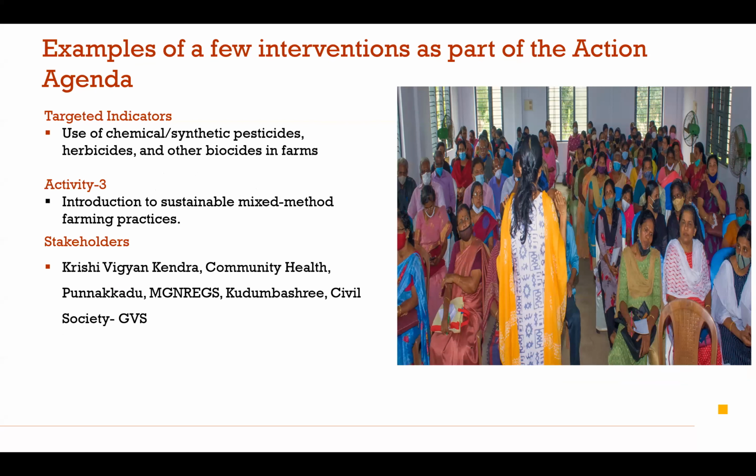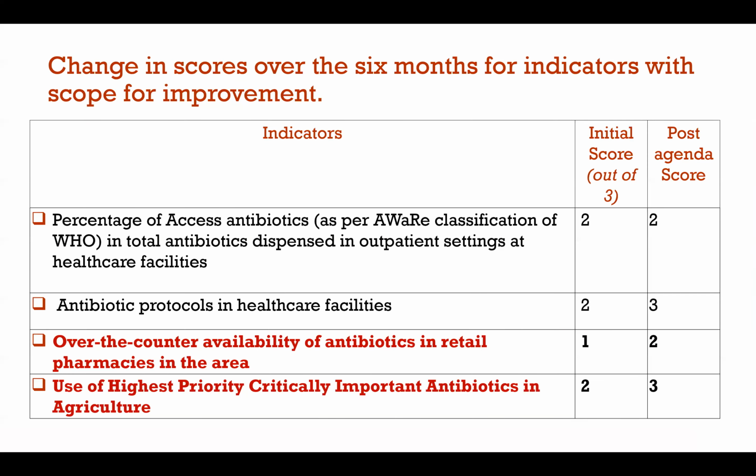So the list shows those indicators from the 15 indicators where there was a gap, which didn't have a maximum score of 3 out of 3. One was with regard to healthcare facilities dispensing by AWaRe classification, which should be 60%, but the access category was not 60% either before or after, though we did try to focus on it. On the other hand, we tried to focus on over-the-counter availability of antibiotics in retail pharmacies in the area, where we did see an improvement in the score post-intervention.